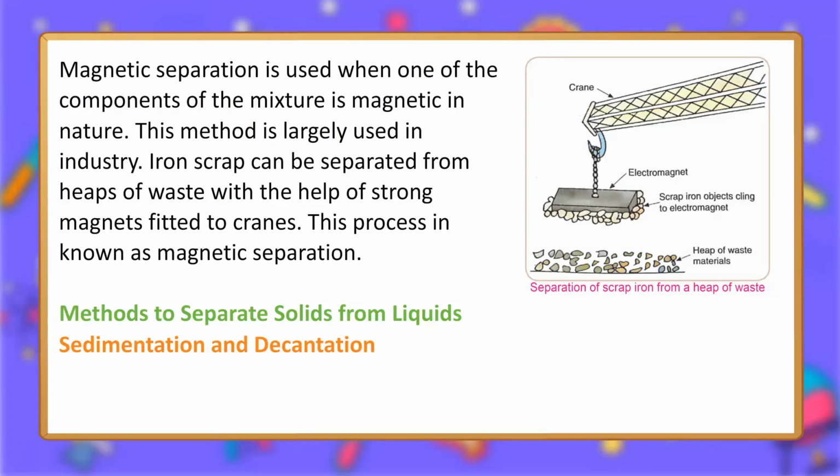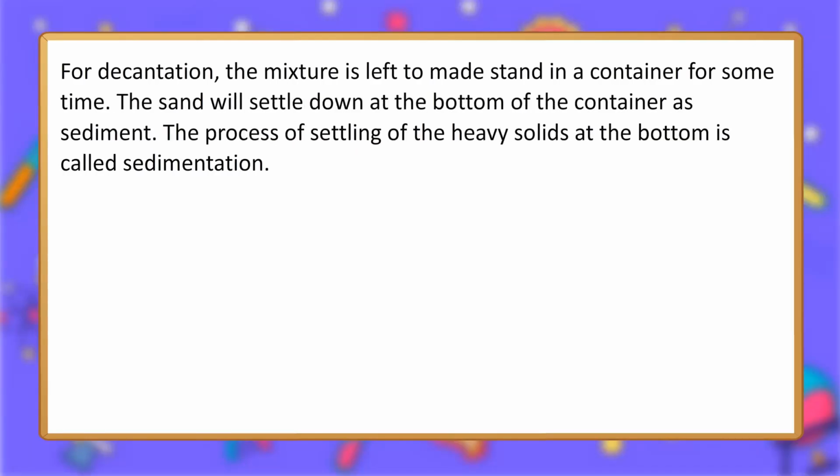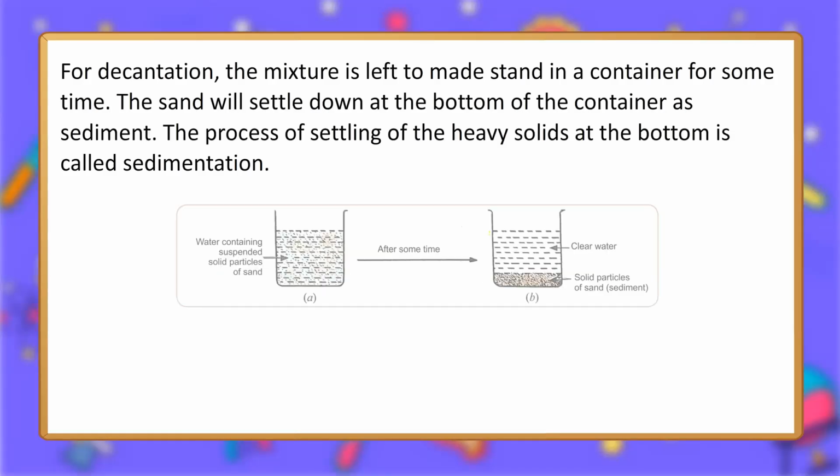Sedimentation and decantation. This method is used to separate solids from liquids. For example, a mixture of sand and water. For decantation, the mixture is left to stand in a container for some time. The sand will settle down at the bottom of the container as sediment. The process of settling of the heavy solids at the bottom is called sedimentation.